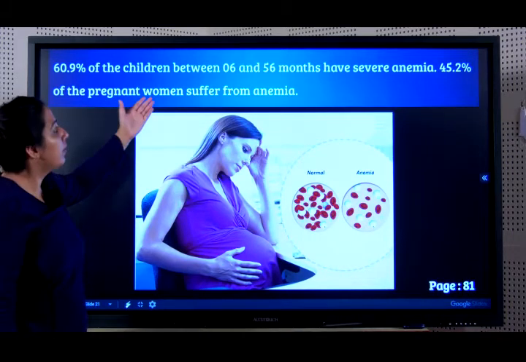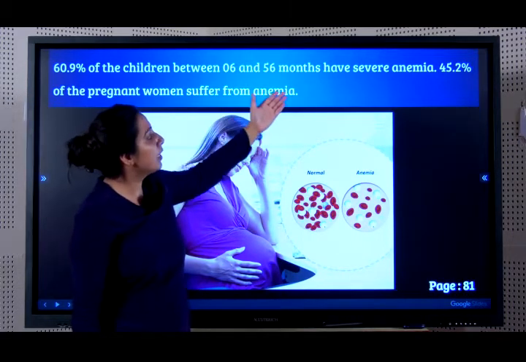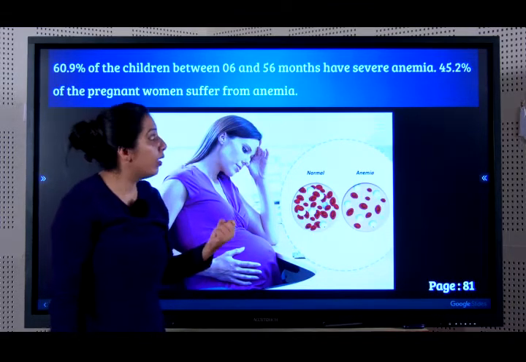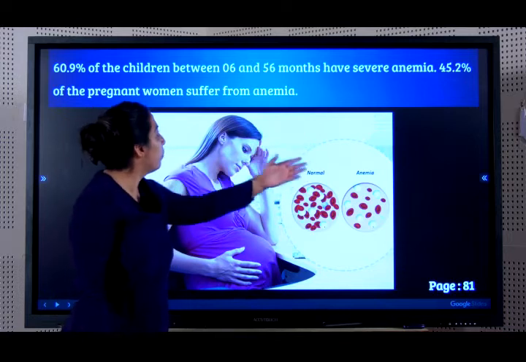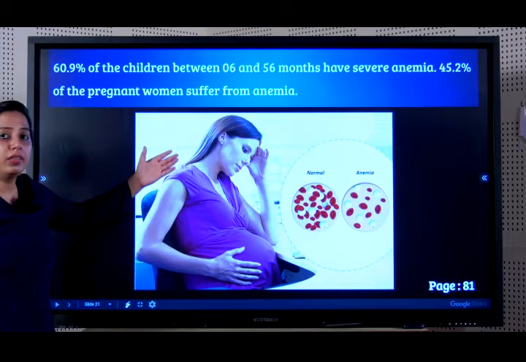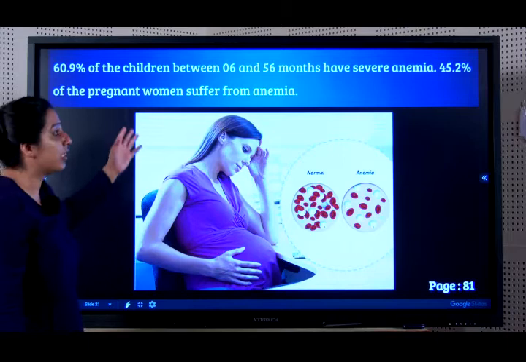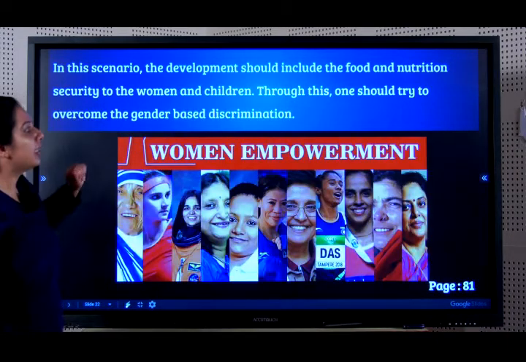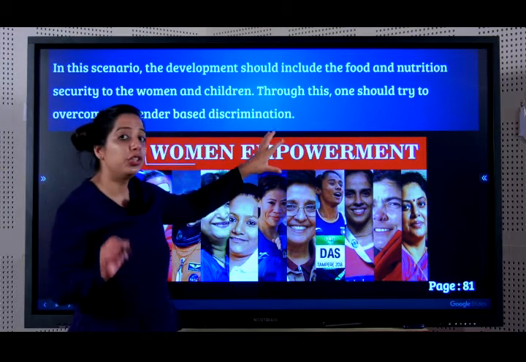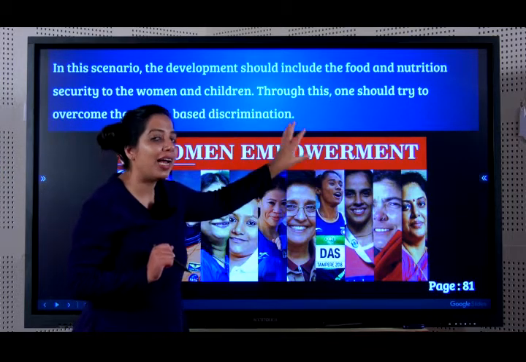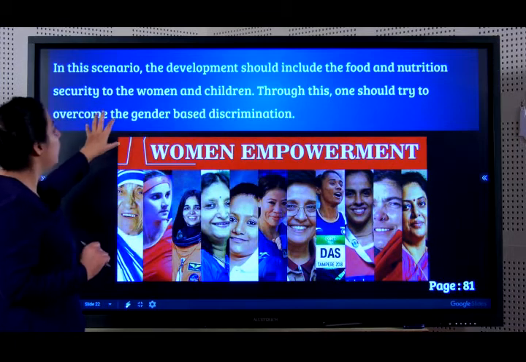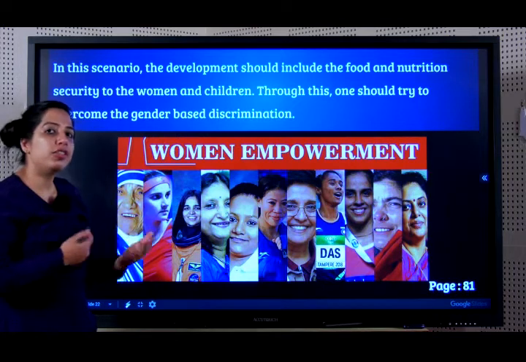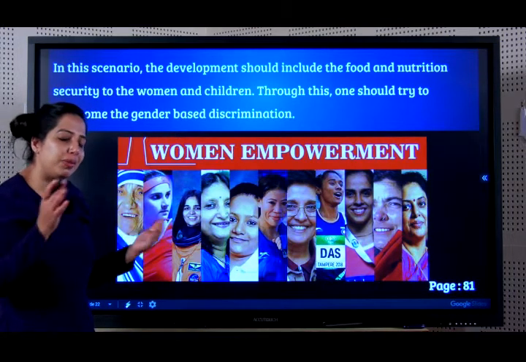60.9% of the children between 6 and 56 months have anemia. Anemia means lack of blood or RBC. 45.2% of the pregnant women also suffer from anemia. It's a very big number. In this scenario, the development should include food and nutrition for both women and children. So this way, this gender-based discrimination can be overcome.